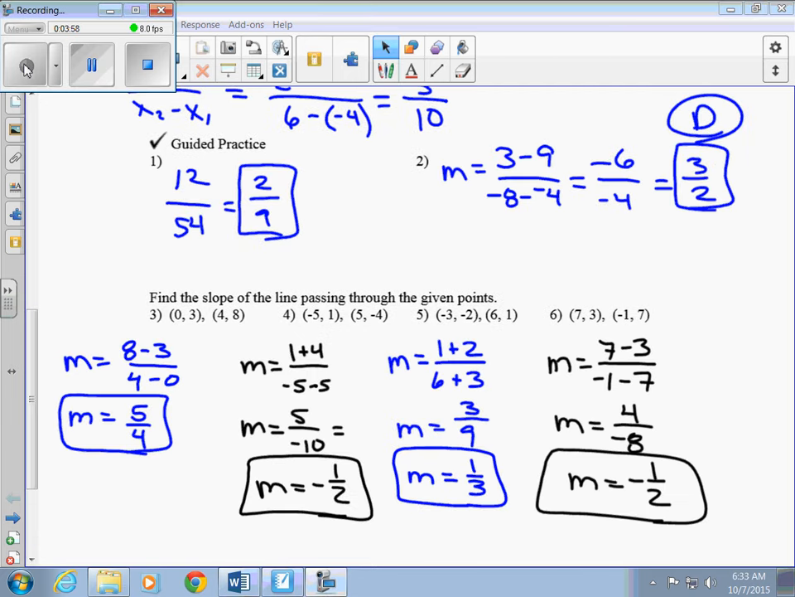And here are the answers to the guided practice questions 1 through 6. Notice on questions 3, 4, 5, and 6, some of them I use the first one as point 1, and some of them I use the second one as point 1. Just kind of depended how they looked. And as you do those, you'll figure out which way you want to use it. Now, if you always want to use the first one as point 1 and the second one as point 2, you'll always get the right answer. Just maybe more sign changes.